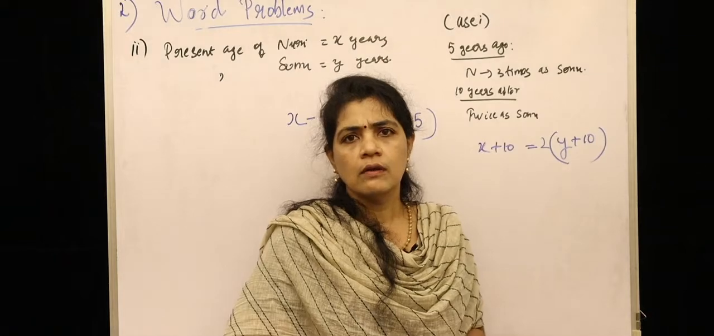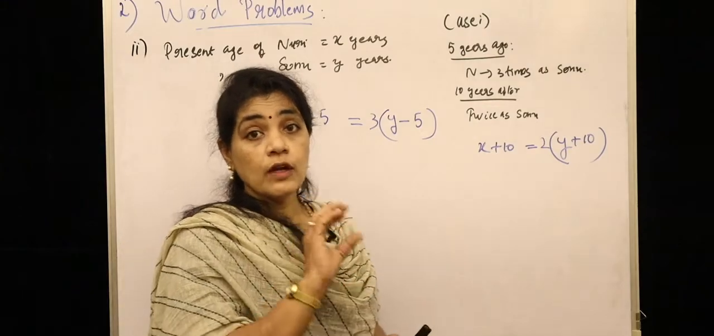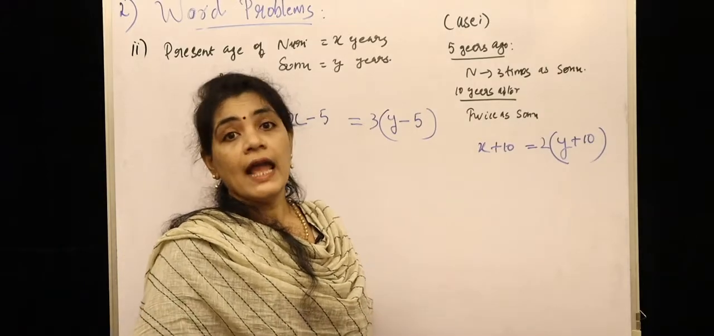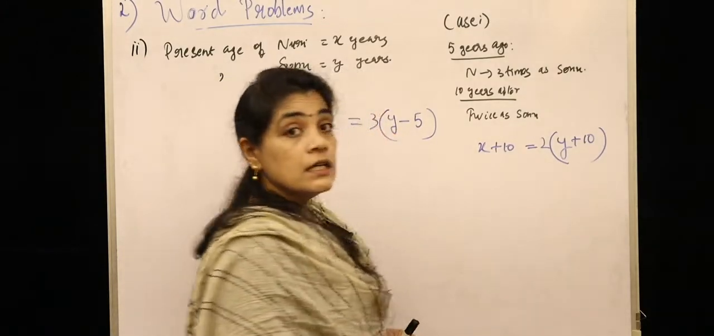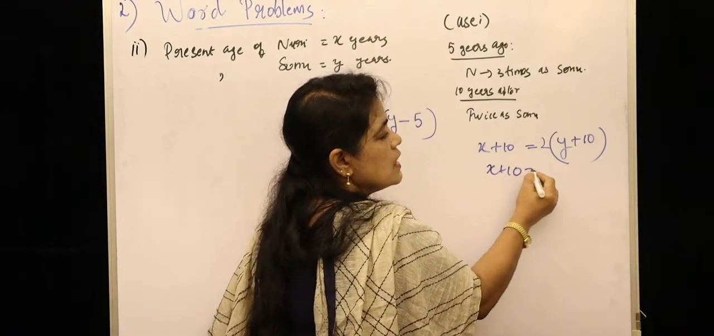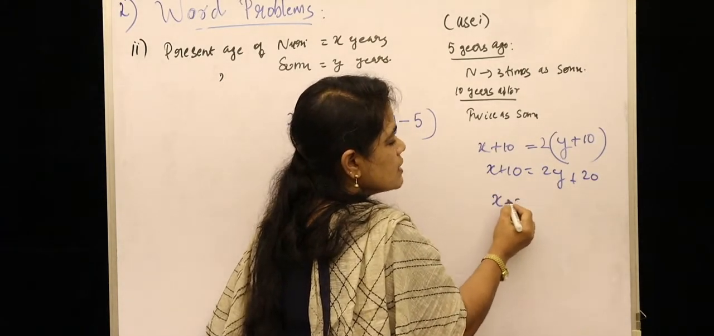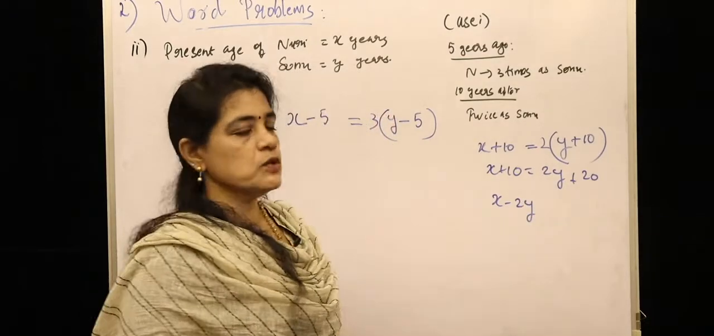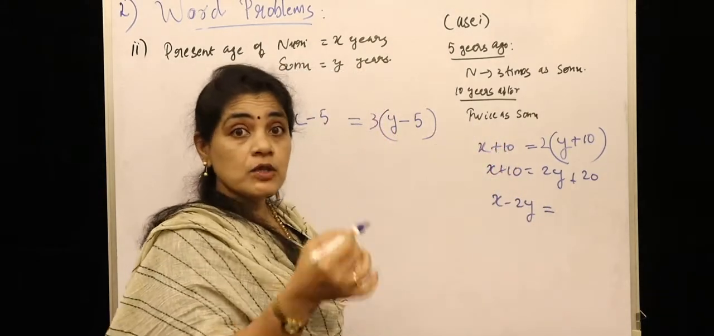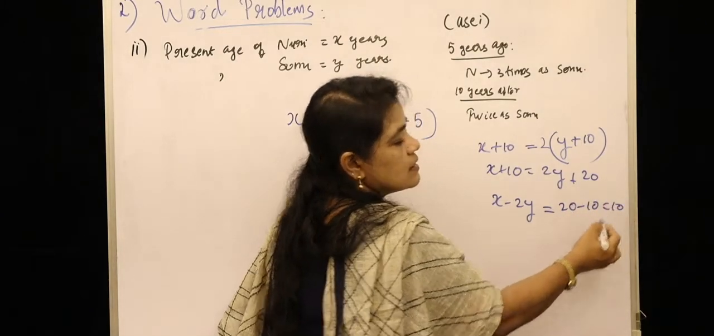Now we can solve. In order to get the general form of the pair of linear equations, as I told, you have to keep only the constant term on the RHS by taking the variable terms, that is the y term, to the LHS. And before that you have to apply the distributive property, open the bracket by multiplying with 2. So x plus 10 is equal to 2y plus 2 into 10, 20. So x minus 2y, I am taking plus 2y to LHS, so minus 2y, is equal to plus 20, and when plus 10 comes to RHS, that is 20 minus 10, that is 10. This is the second equation.